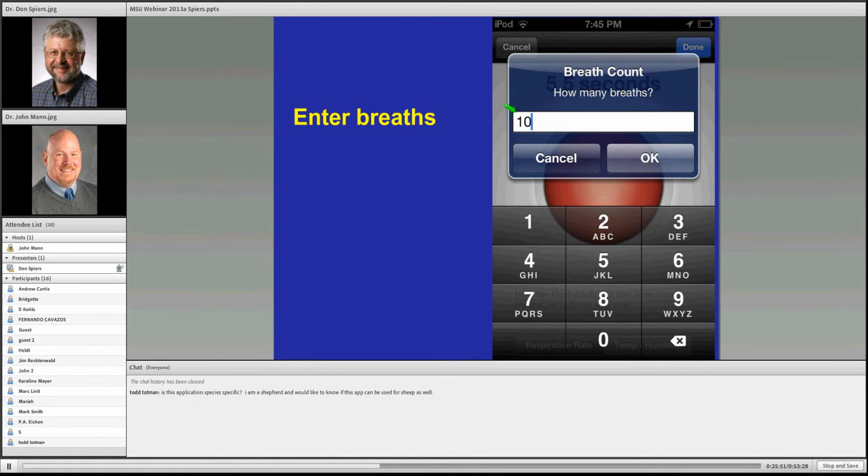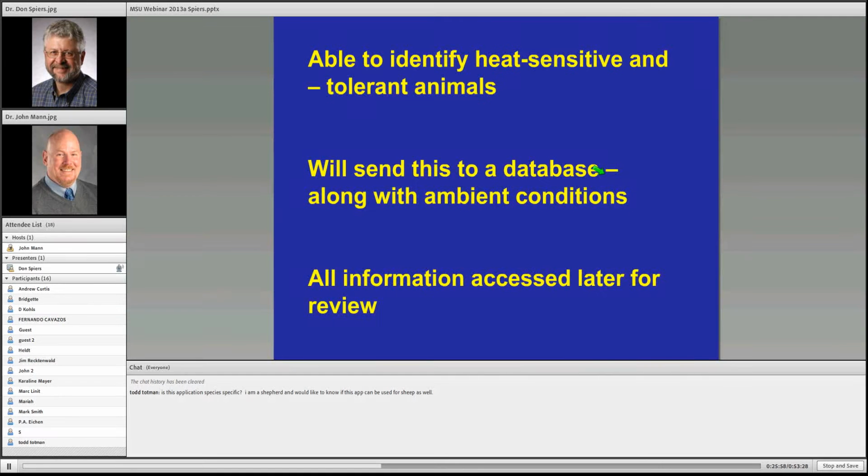You stop the timer and you enter the number of breaths. You enter that and then you hit OK. And what it does then, it will calculate for you the breaths per minute that I showed you on a previous slide. This allows you to identify heat-sensitive animals and heat-tolerant animals, and that information is sent then to a database that you can then pull up later along with the ambient conditions to tell you which animal was hottest under those conditions to allow you to separate them out into heat-tolerant, heat-sensitive animals.